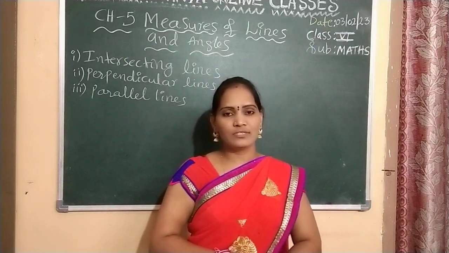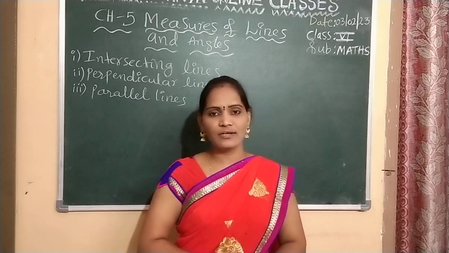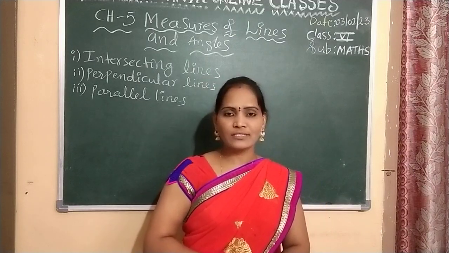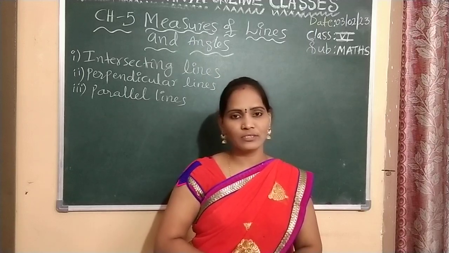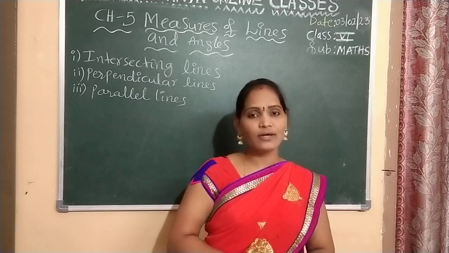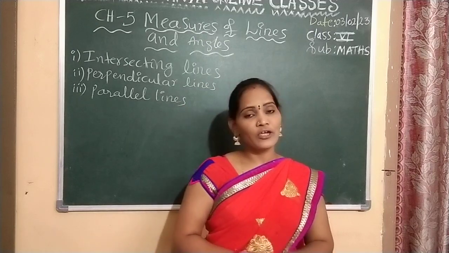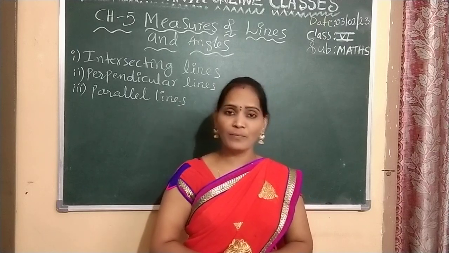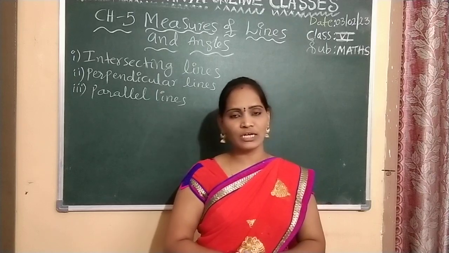First one is intersecting lines. What is the definition of intersecting lines? What are the examples of intersecting lines? If two lines have one common point, then the two lines are called intersecting lines. One more way we can define intersecting lines: if two lines intersect at one point, then those lines are called intersecting lines. In both ways we can define.